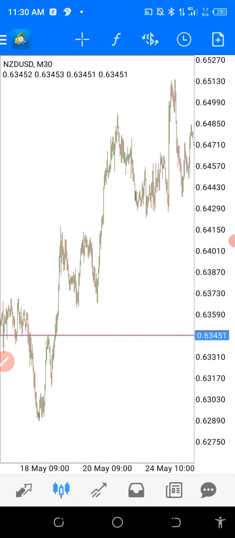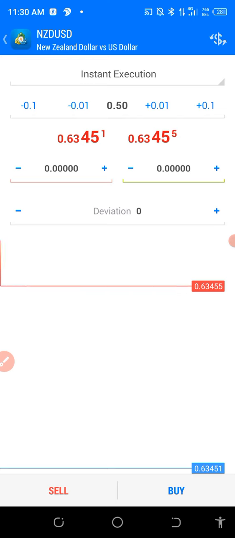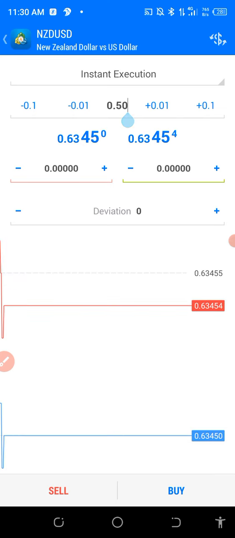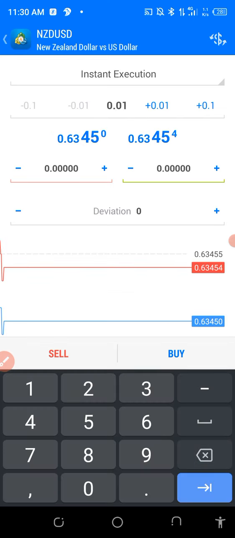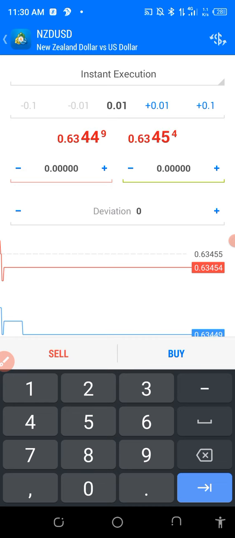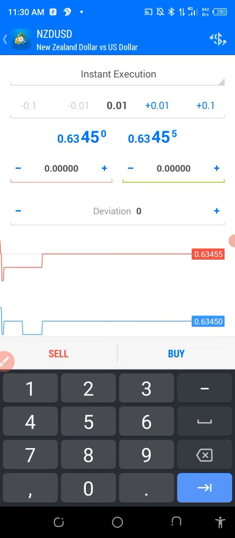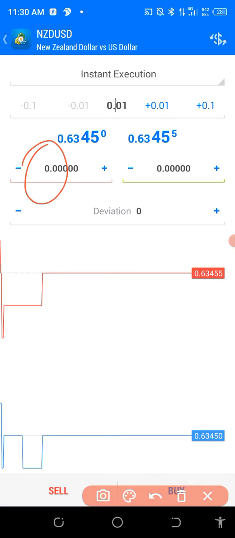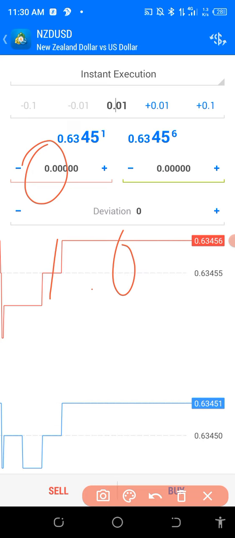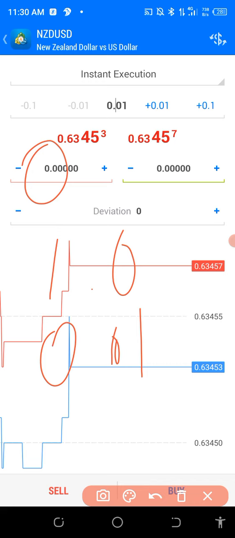Then the next thing is what is called lot size. Lot size is actually called a position size. What does it simply mean? It means the amount you are staking into the market. That's what position size is all about. On the forex market, we have three types of lot size. We have the standard lot size, which is denoted as 1.0. Then we have a mini lot size, which is denoted as 0.1, and then we have the micro lot size, which is denoted as 0.01.